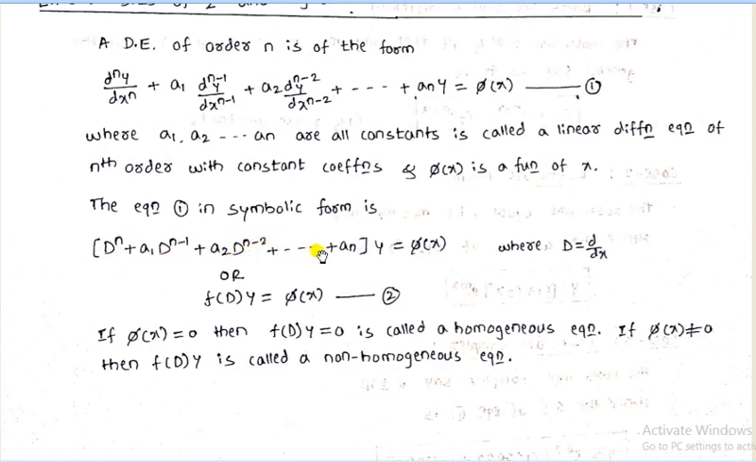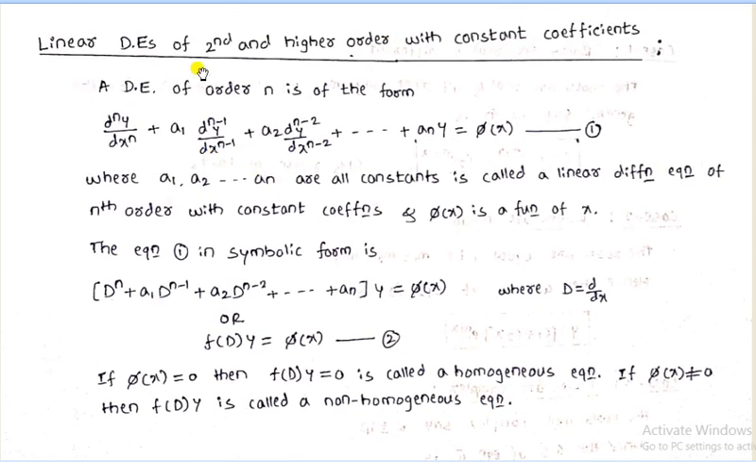Suppose phi of x becomes 0, then the equation is said to be a homogeneous equation, that is f(D) y = 0. Suppose phi of x is not equal to 0, then the equation is said to be a non-homogeneous equation. So this is about linear differential equation of second and higher order with constant coefficients.